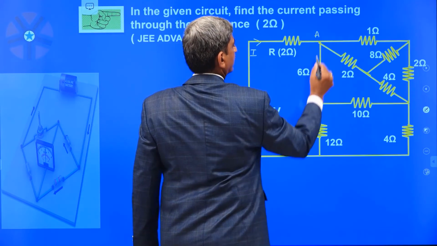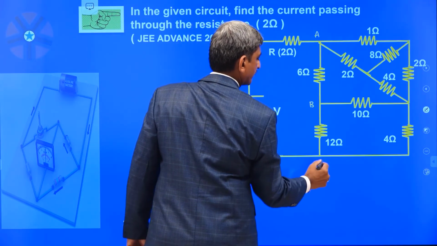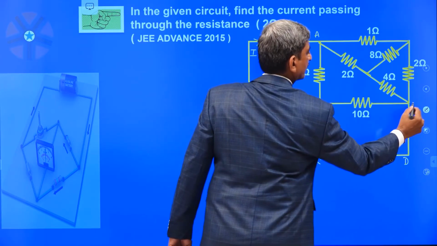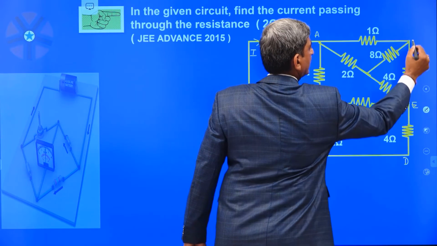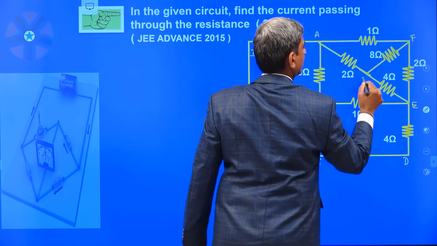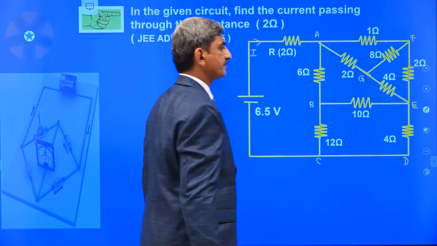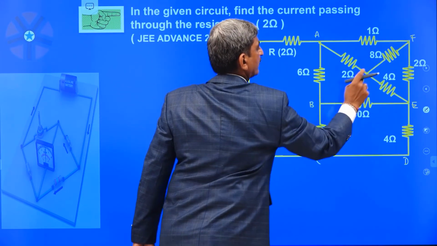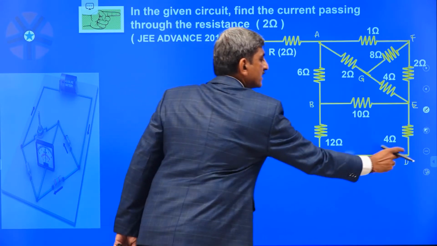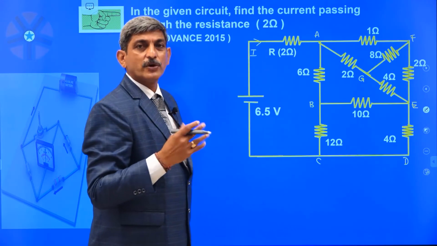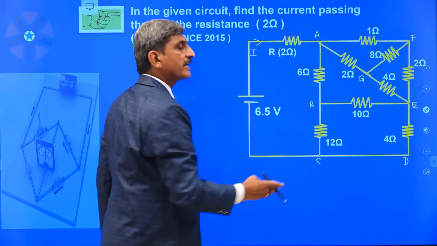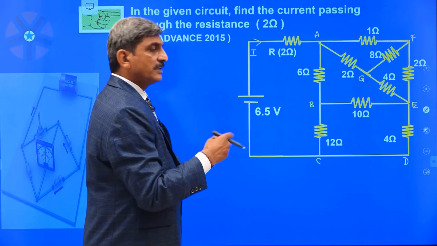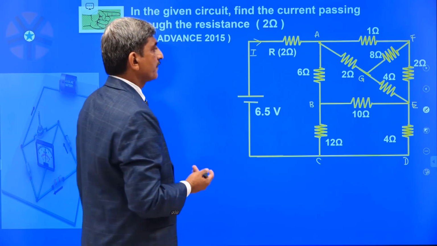Let it be A, B, C, D, E, F, G. A, B, C, D, E, F, G. See, in the branch CD, there is no resistance, that's why C and D are at the same potential, they can be treated as the same point in the coming part of the calculations.